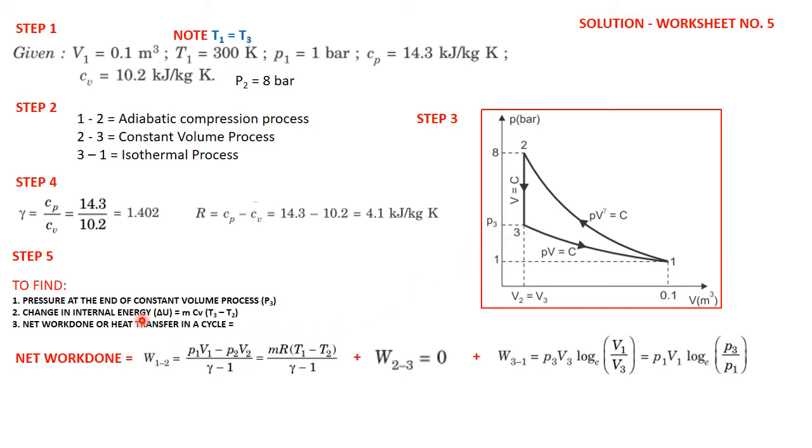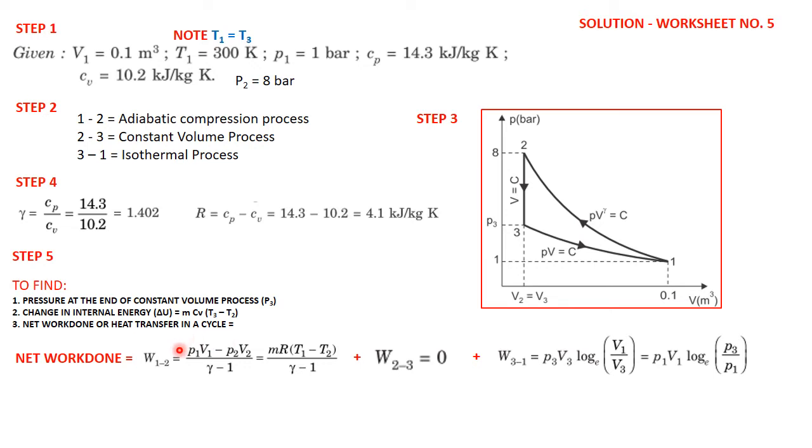Then change in internal energy. Internal energy during the constant volume process. This is the constant volume process. So what is the formula of internal energy? m Cv delta T. Delta T in the constant volume process is the final temperature T3 minus T2. So we have to find that; we will see in the next slide.